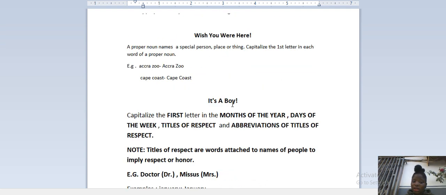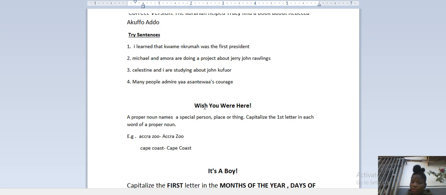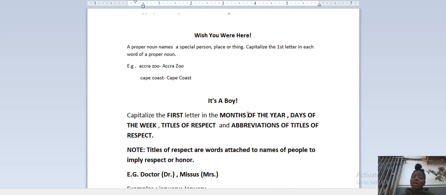We've also learned that names, proper nouns, names of special people, special places, or special things are supposed to be capitalized. The first letters are supposed to be capitalized. I'm just doing a recap of everything that is supposed to be capitalized. We've also learned that the first letters in months of the year, days of the week, titles of respect, and abbreviations of titles of respect, which we just did, are supposed to be capitalized. Basically, that's all this lesson is about.